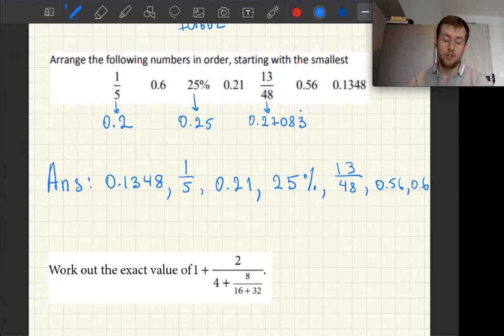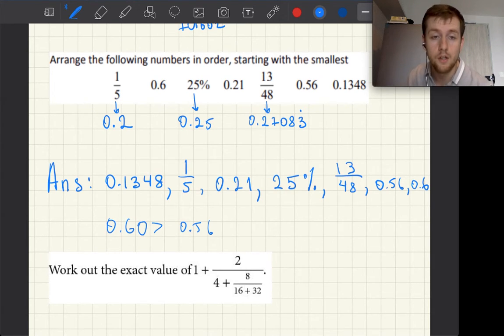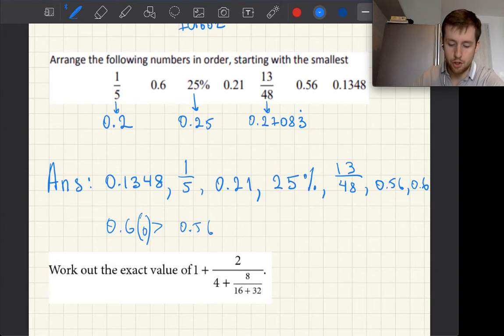Here again, try to be careful when you arrange them, especially with decimals, 0.56 and 0.6. It may seem that 0.6 is smaller, but actually it's not. 0.6 is larger than 0.56 because it can be written as 0.60. That's the way decimals work. So because it can be 60, it's larger. Okay, next question.